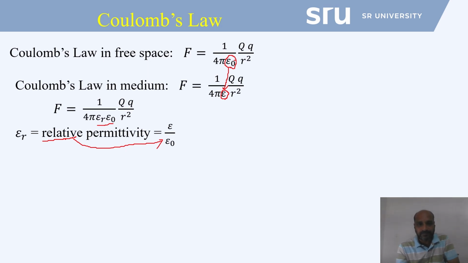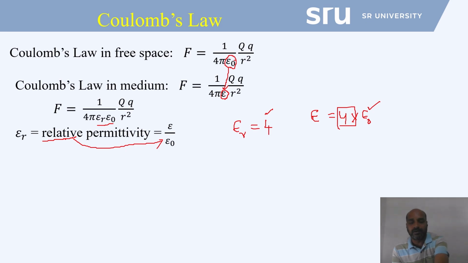Let the epsilon r value be 4 for some medium. What does it mean? The permittivity of the medium is 4 times the permittivity in free space, I mean 4 into 8.85 into 10 to the power of minus 12. That is what is meant by epsilon r.